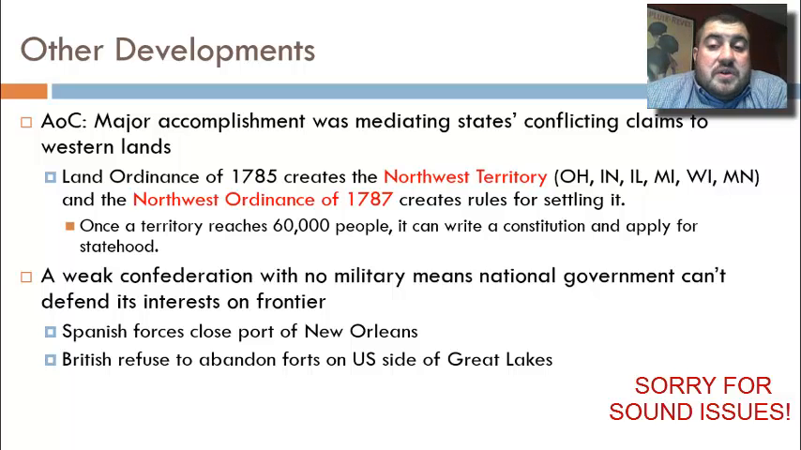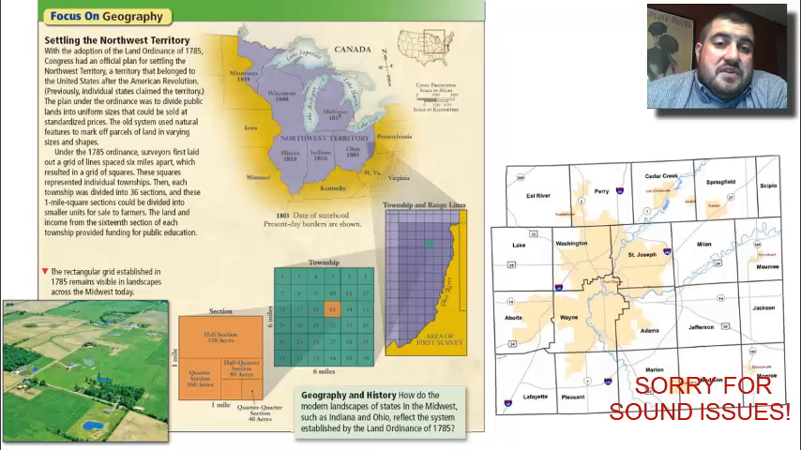Here's a little bit of how the settling of the Northwest Territory went. You can see they divided it basically into squares, and that's why when you fly over the Midwest today, it still looks like squares. And then on the right over here, you can see Allen County and the townships that it is divided into. Most of you guys live in Washington, Perry, Eel River, or Lake townships.